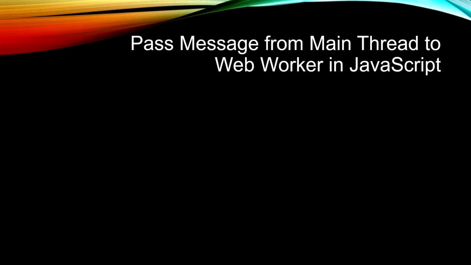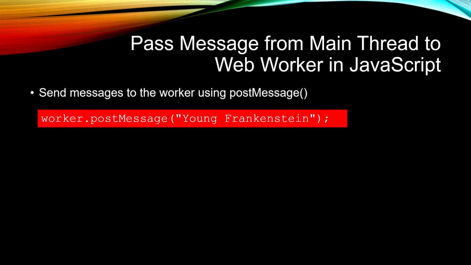Now that we have the worker created, let's pass a message from our main thread, our page, to that web worker in that JavaScript file. We send messages to the worker using postMessage. So on that worker variable I created, we're going to call postMessage, and I'm going to pass anything I want. This can be a string, a number, it can be an object literal.